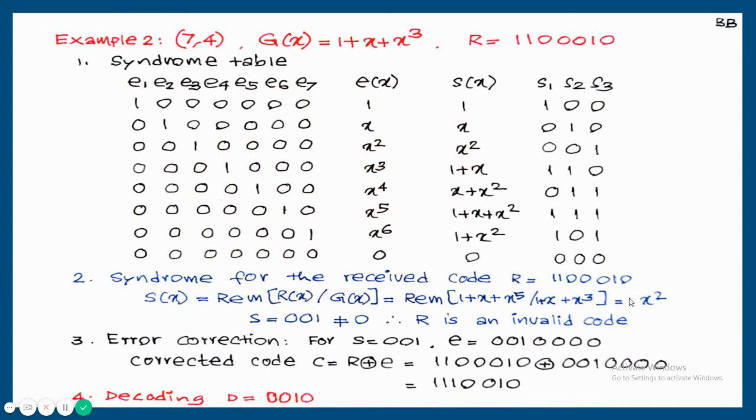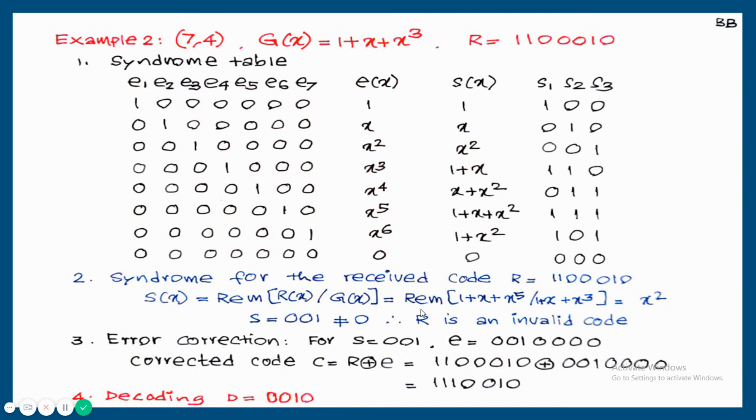After doing the division, the remainder is x square. Remainder is x square, not 0. So that is an indication that an error exists in the received code. X square, the equivalent bits are 0, 0, 1. So R is an invalid code. That is the conclusion from the syndrome test.